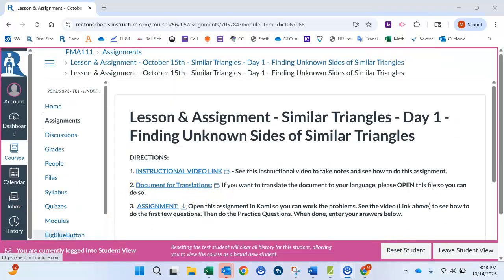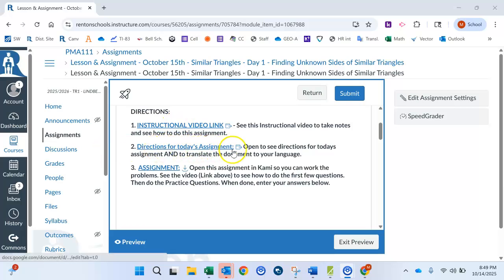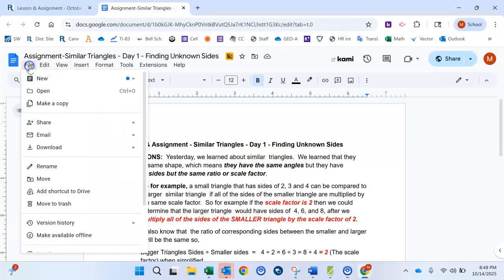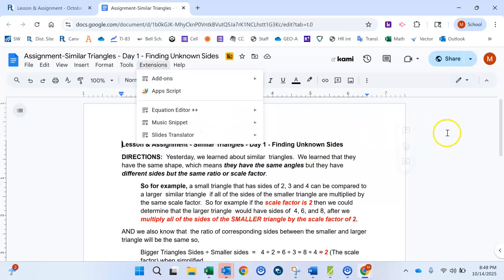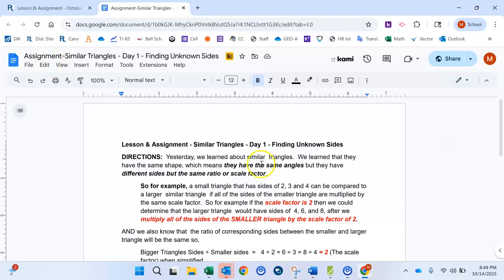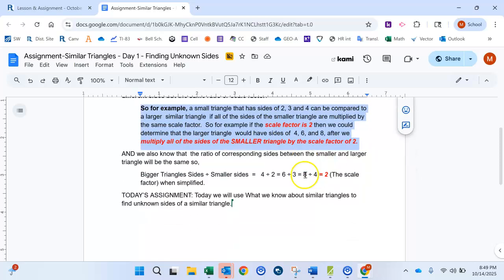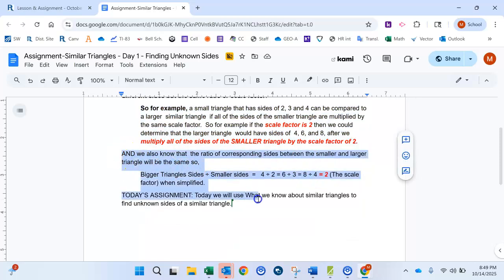Okay, everybody. So let's start by opening the directions for today's assignment. Please open this one. If you want to translate, remember, make a copy and then you can translate over here. But you have to make a copy first. So please read this first. This is what we're doing today, and please read the directions. This is what we did yesterday. So please read what we learned yesterday, and make sure you read this. Very important. And also read that.